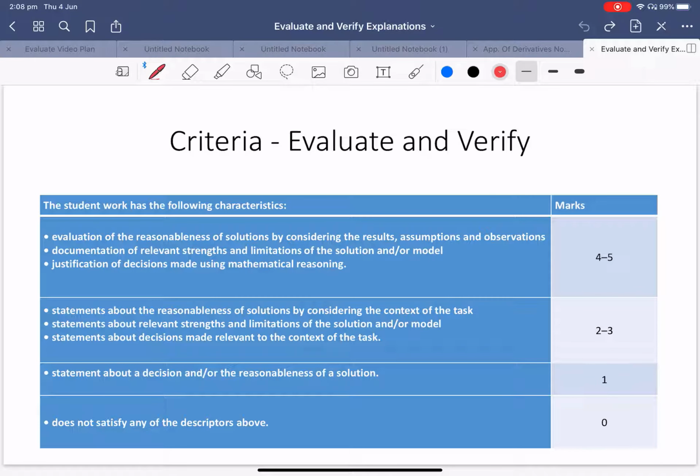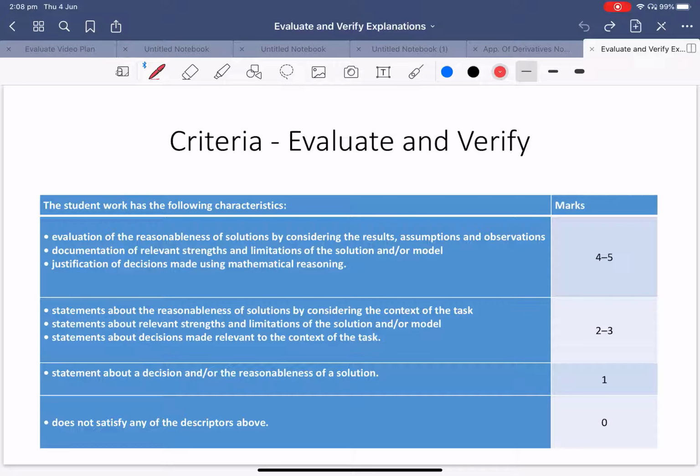Okay, today what we're going to have a look at is probably the hardest criteria in problem solving and modeling tasks to do well in, and that's the evaluate and verify criteria. With these criteria, what I tend to find with students is it is often left to the last minute and the thought and planning hasn't gone into this criteria, or it is an afterthought.